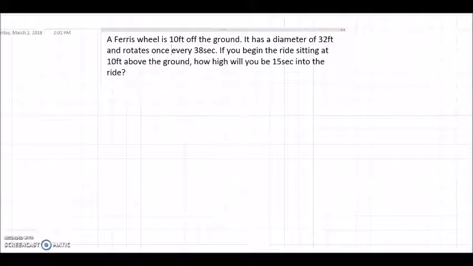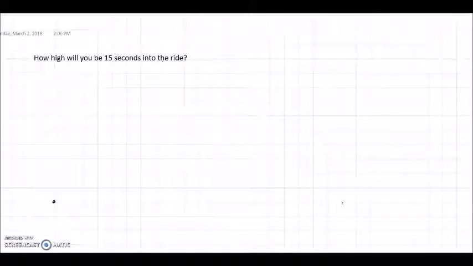This is our question. A Ferris wheel is 10 feet off the ground. It has a diameter of 32 feet and rotates once every 38 seconds. If you begin the ride sitting at 10 feet above the ground, how high will you be 15 seconds into the ride? Part A is how high will you be 15 seconds into the ride?